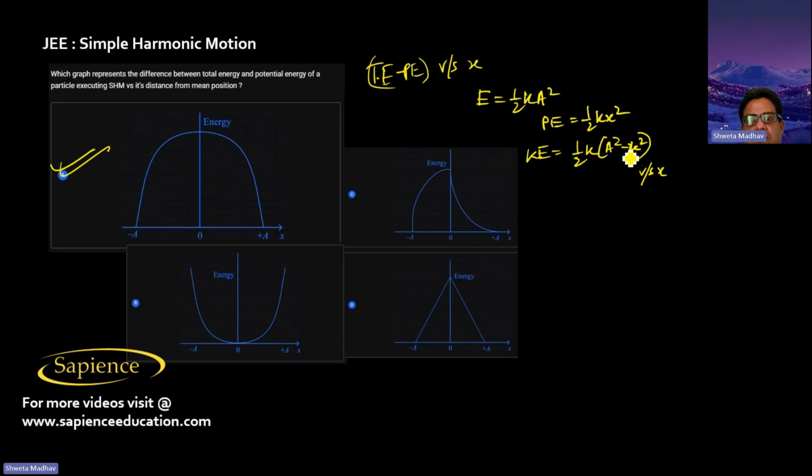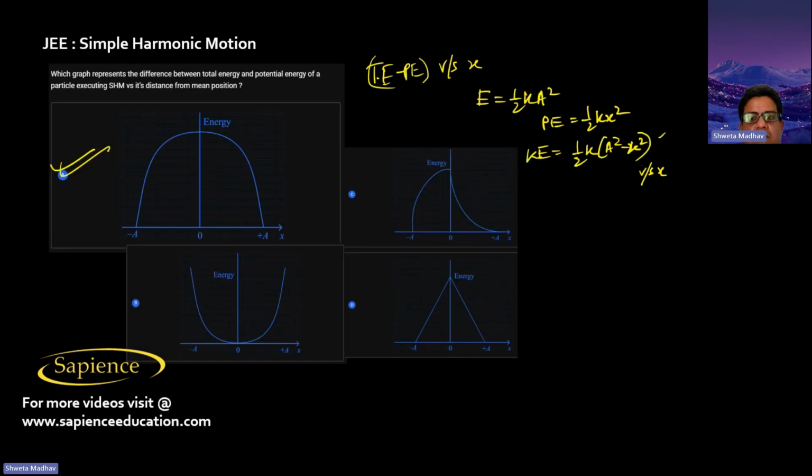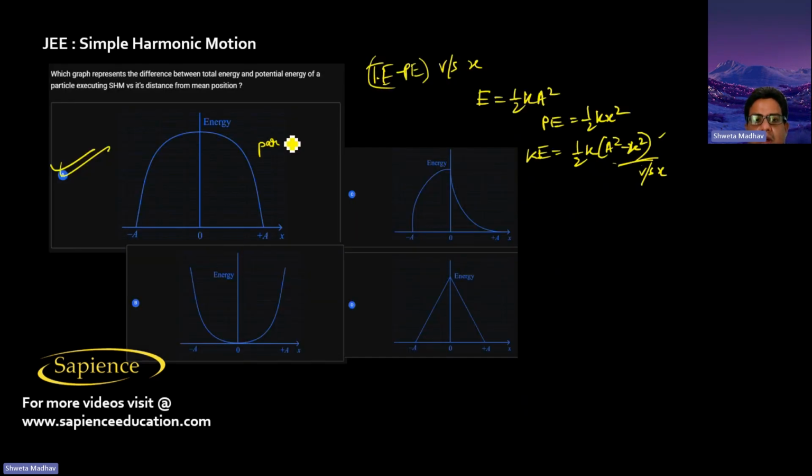Since at x equal to 0 it will be maximum, and at x equal to plus or minus a it will be 0. And since it is a quadratic function of x, it will have a parabolic shape. The graph will be a parabola. So of course option A is the correct answer.